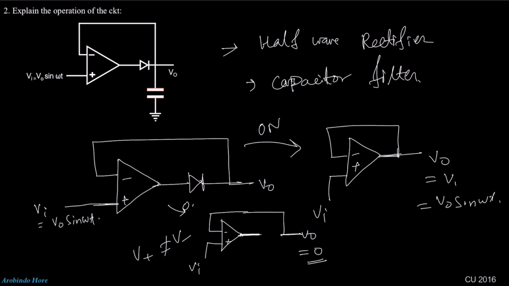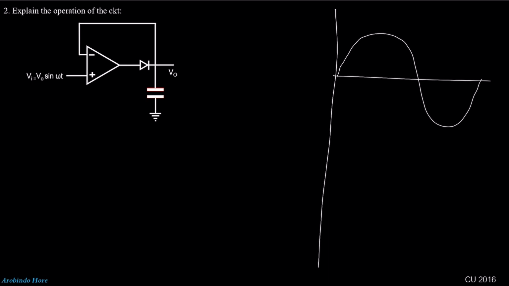So you already understand, if the diode is on, the circuit will look like this. If the diode is off, the circuit will look like this, right? Now we need to see when the diode is on and when the diode is off. First I just draw the sine wave. I assume that this diode is an ideal diode. First assume that there is no capacitor. This is disconnected. Then we will show you the operation of the capacitor.